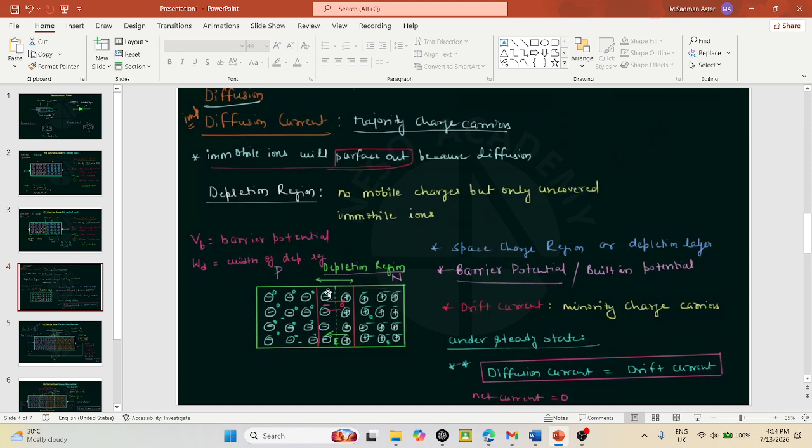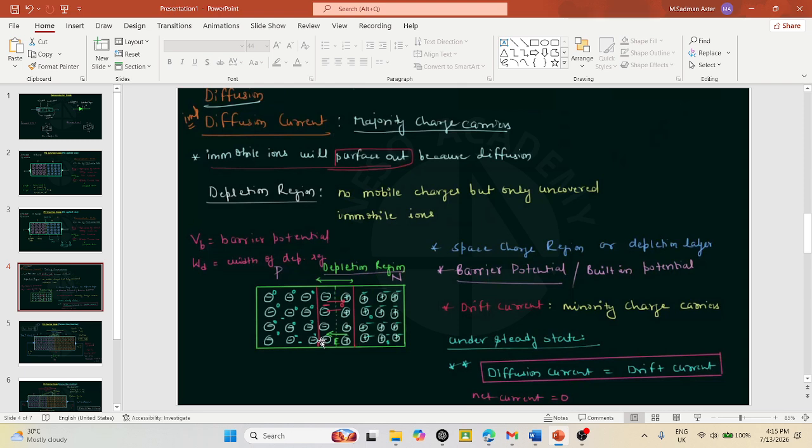So for this diffusion the immobile ions will be uncovered. It means there will be a layer of negatively charged ions on the p side and a layer of positively charged ions on the n side, and no mobile charges will exist there, but only immobile charged ions will exist in this region. We call this region the depletion region.